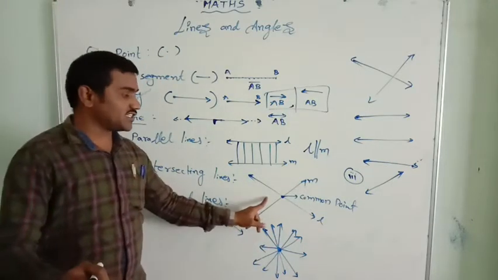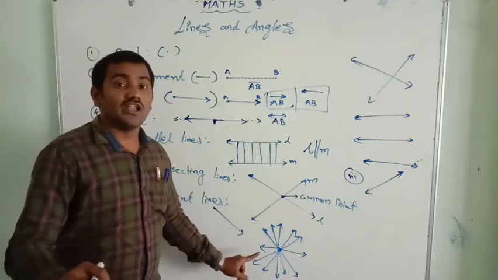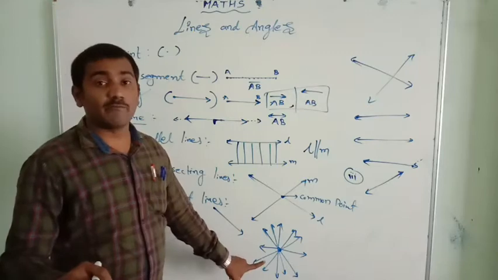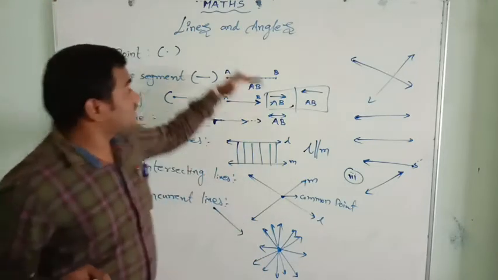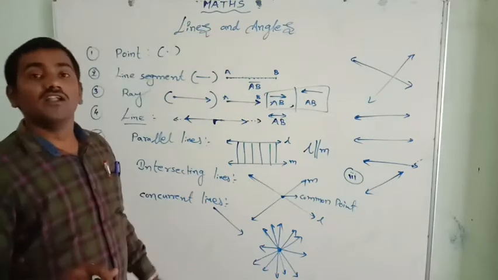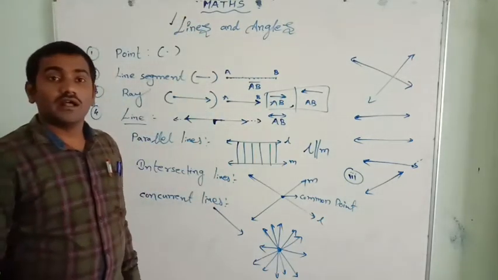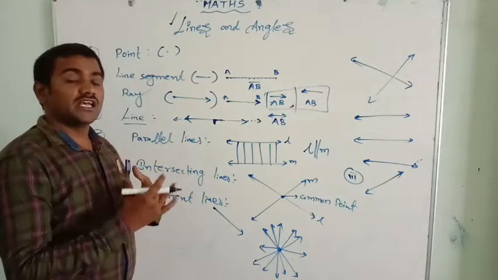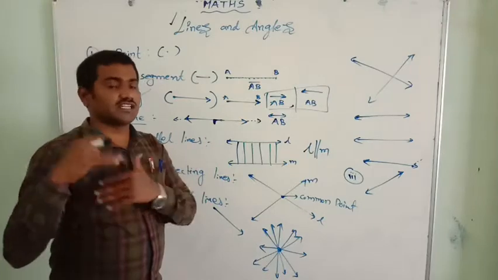If two lines are intersecting each other, they are called intersecting lines. If more than two lines are intersecting each other at the same point, they are called concurrent lines. I hope you understand the difference between these lines. Till now we have discussed only lines. Again, based on lines, there are different kinds of angles made by the transversal.